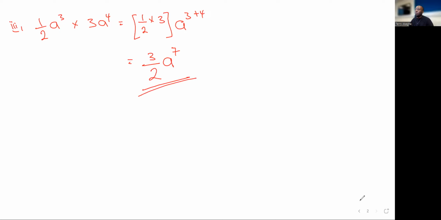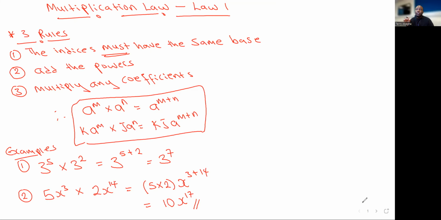So the multiplication law is very simple. The indices must have the same base. And when you're done with that, you add the powers together. And after you've added the powers, if they have any coefficients, you multiply the coefficients as well. Is that okay? All right, so that is that for that.